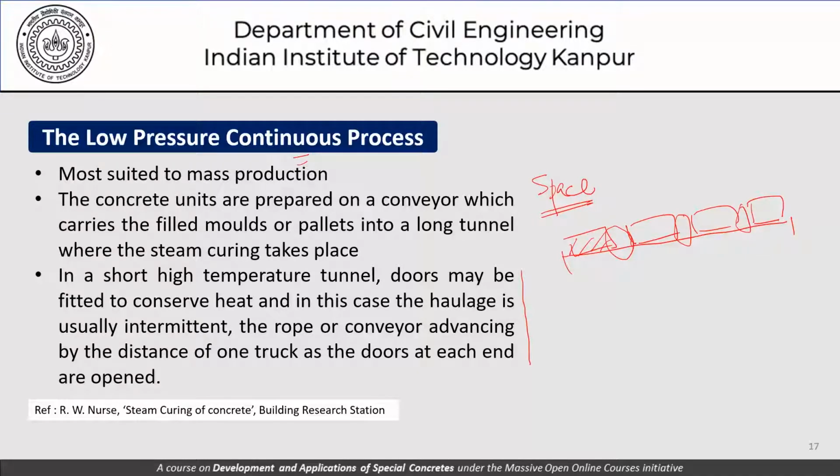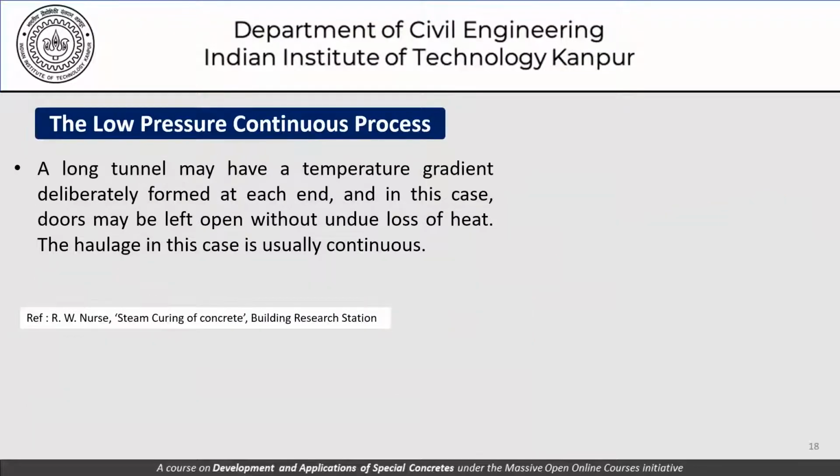During steam curing, of course, once they are steam cured, then there is another cycle or another step where these steam cured members are taken off for storage before they are being transported to the site or being cured in another regime, maybe water, maybe air, before they are actually transported for placement. A long tunnel may have a temperature gradient deliberately formed at each end, and in this case the doors may be left open without undue loss of heat, and the haulage in this case is usually continuous.